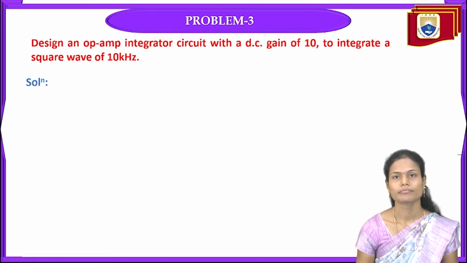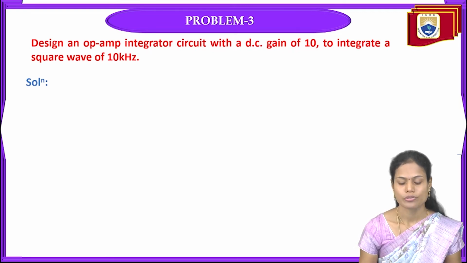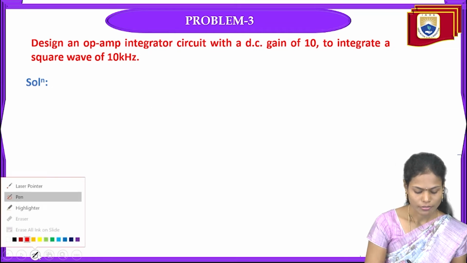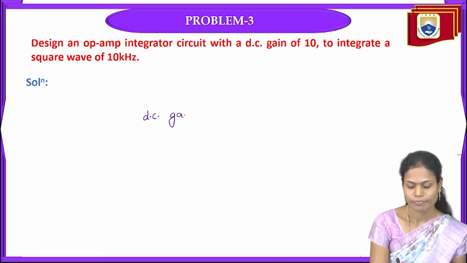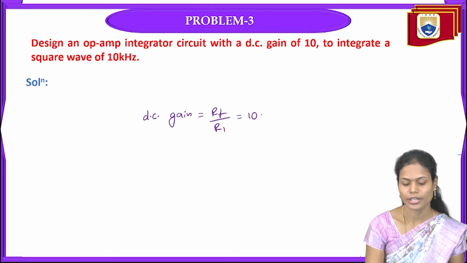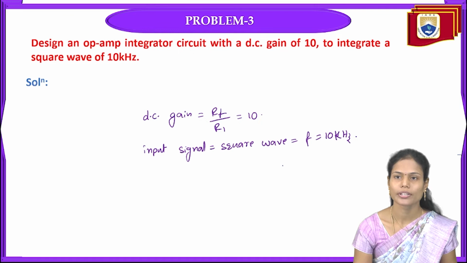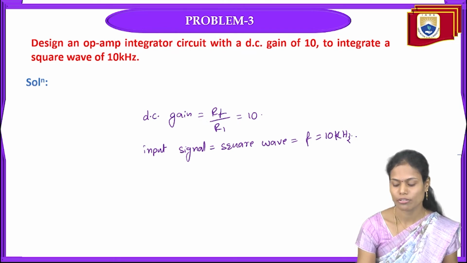Next, we will move with the third problem, that is: design an op-amp integrator circuit with a DC gain of 10 to integrate a square wave of 10 kilohertz. So, in the given problem, the given values are: DC gain, that is nothing but RF by R1 value, which is 10 here. And they gave the input signal as a square wave, and the frequency of that one is 10 kilohertz. We have to design the practical op-amp integrator circuit to integrate this square wave of frequency 10 kilohertz.